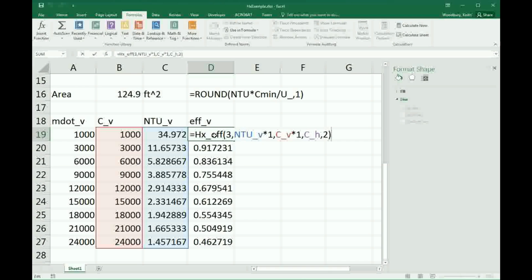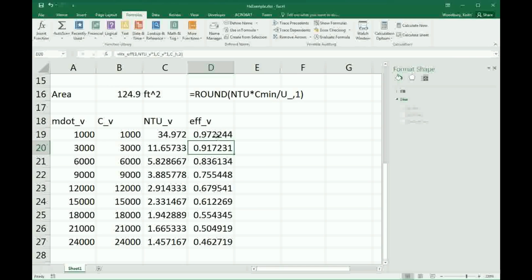So that's a little trick that comes in handy when you have a range of values or a vector of values, and you're just trying to process them line by line. You just let Excel multiply by 1, which doesn't change the number, but it does force Excel to go ahead and pull out that one value of CV in this case and NTUV to pass to the function for us. So anyway, these then are the effectiveness values.